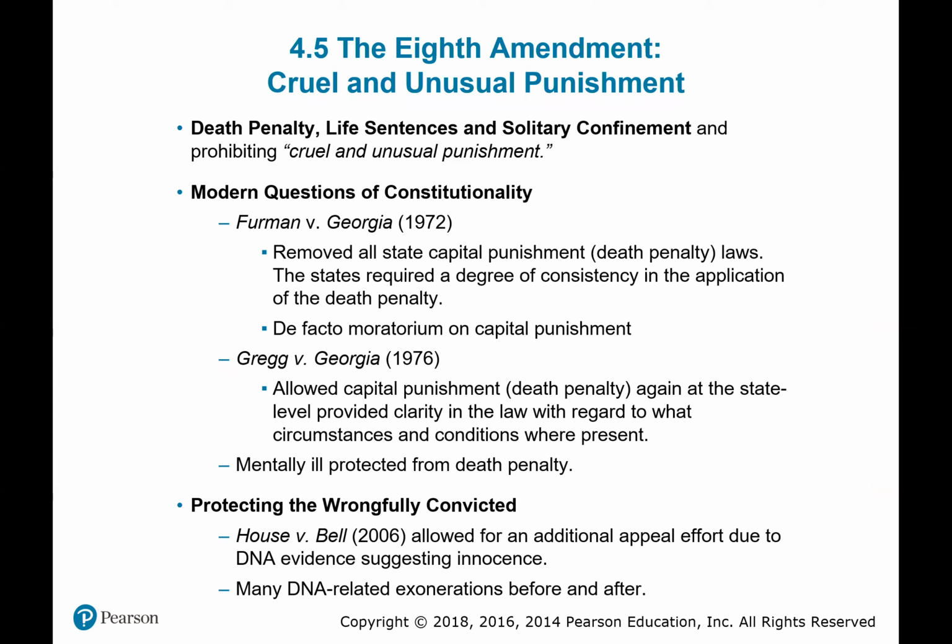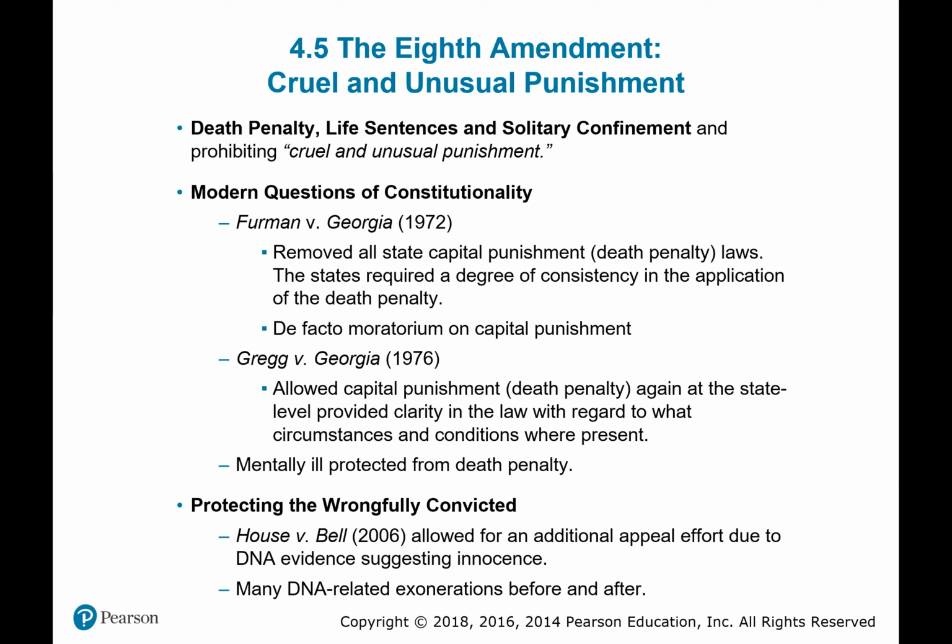The Eighth Amendment, cruel and unusual punishment. And this has come up several times regarding the death penalty, life sentences, solitary confinement, as well as matters related to the war on terror.